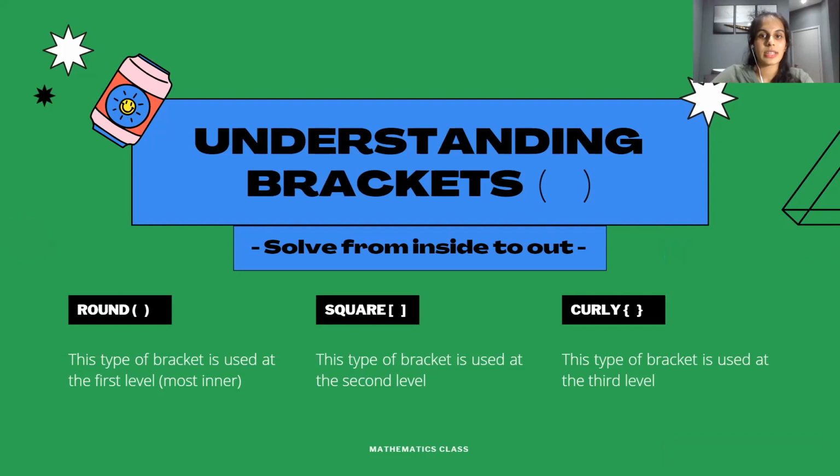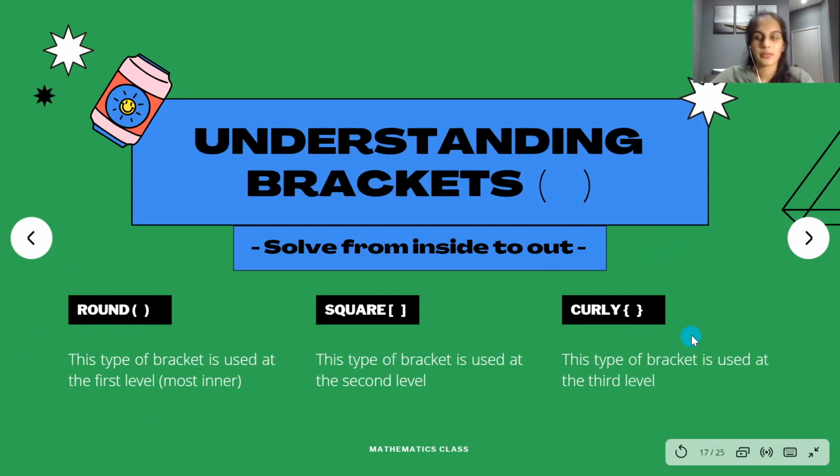But first, let me just explain to you the rules of brackets. You must always solve from the inside out. So in the first level, or the most inner level, you will always solve the equations that are inside the round brackets, and then it will be the square brackets, and then it will be the curly brackets.